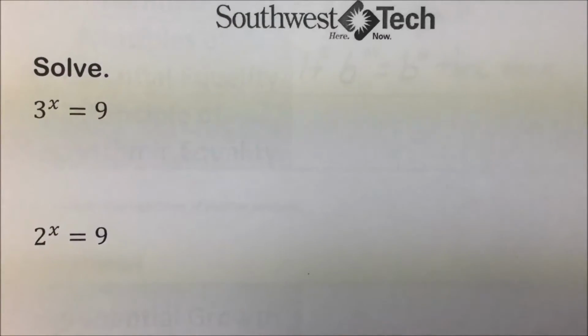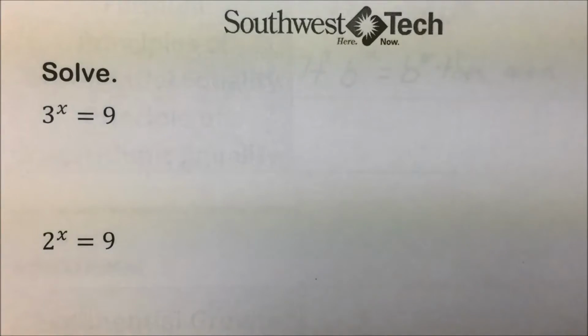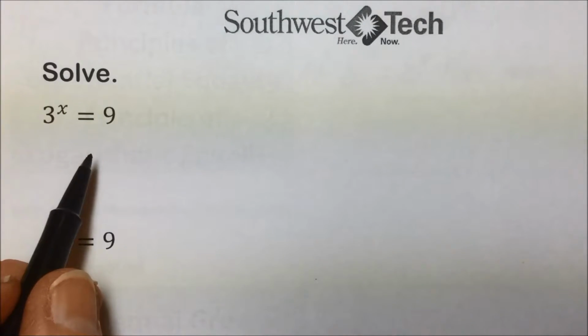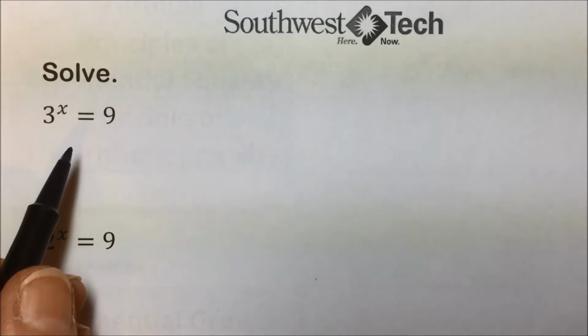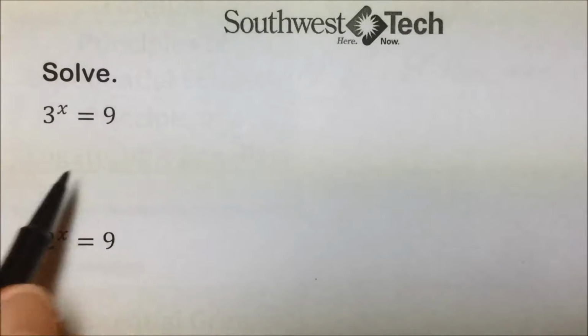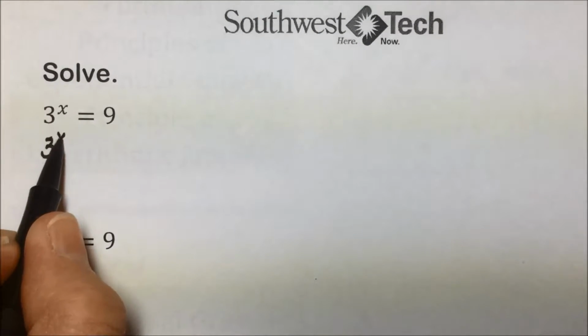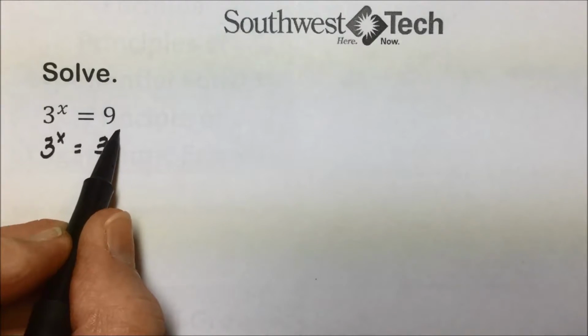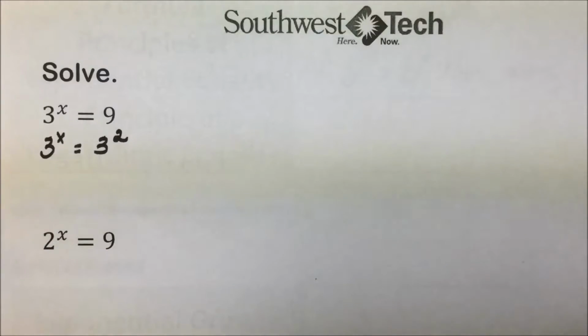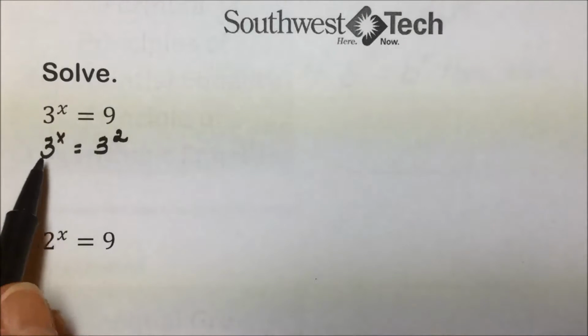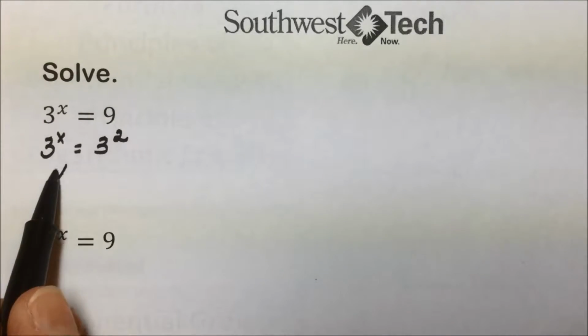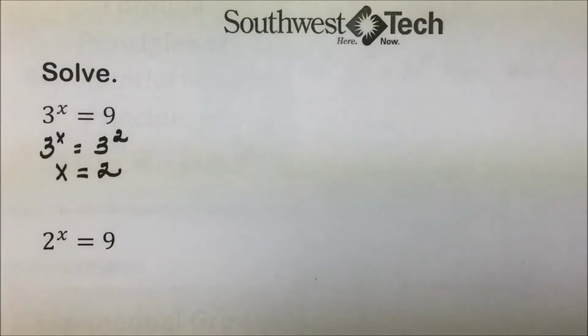If we're given this first problem, our exponent is the variable, and they're asking us to solve this. You may just be able to figure in your head it's 2, and that's great. But to verify that and show the procedure, if I can transform the equation to have both sides having the same base, and I can, since 9 is equivalent to 3 squared, using the principles of exponential equality, since I have common bases, then our exponents must equal one another.